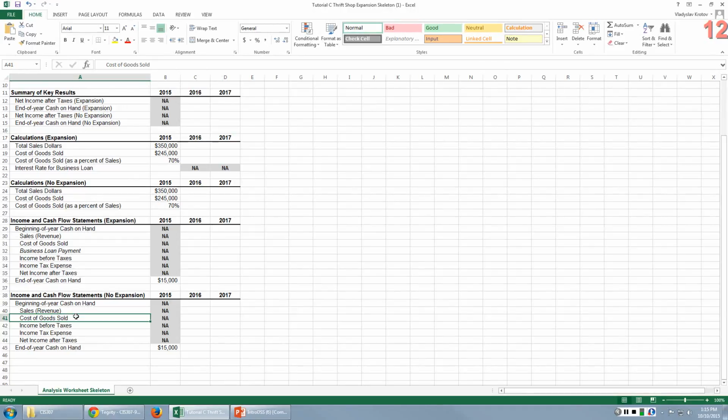So that's the difference between income statement and cash flow statement. Income statement records income as required by accounting regulations, and cash flow statements deal with cash. How much cash you have on hand, how much cash is coming in and coming out.